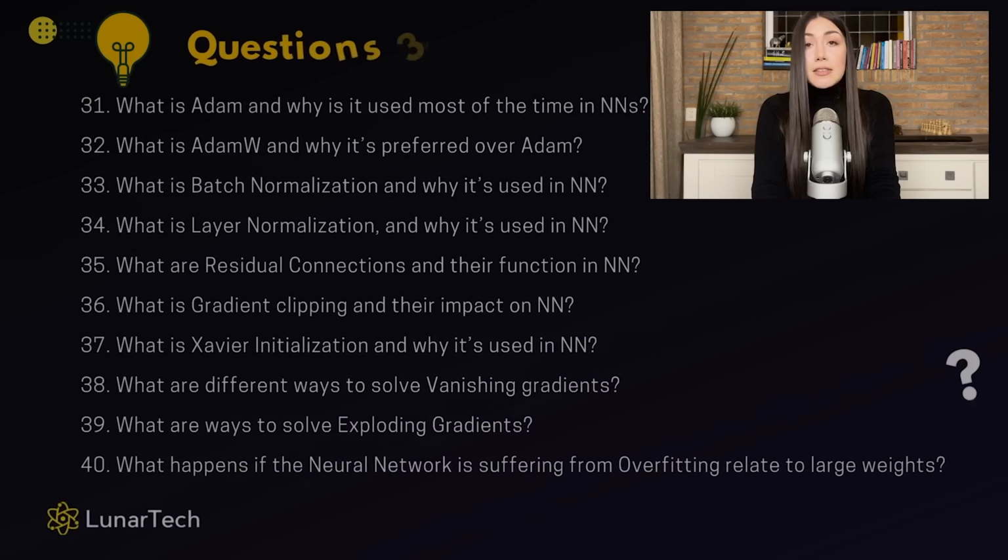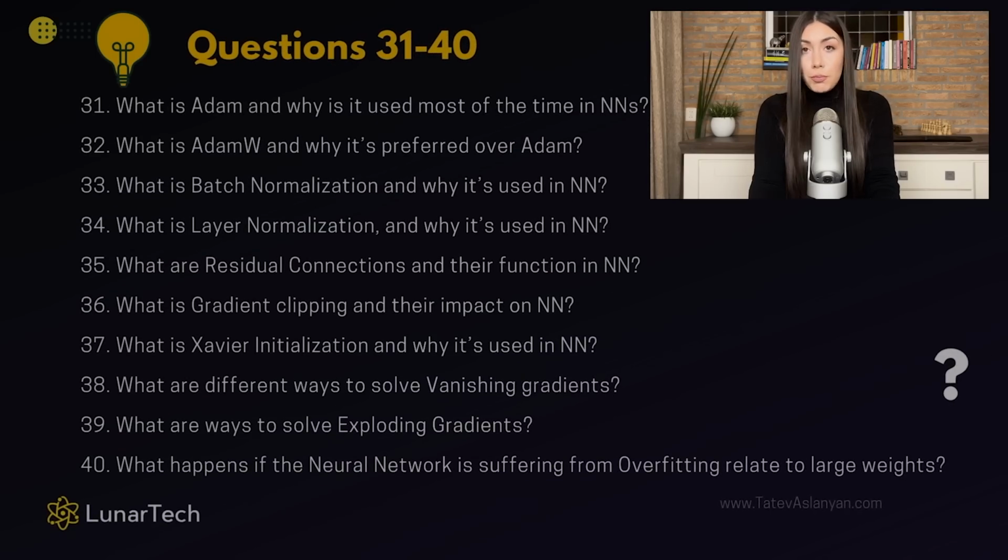Then, as part of the next 10 questions, we will be covering a bit more complex topics. We will be covering the concept of AdamW, and then we'll be covering batch normalization, what is the difference between batch and layer normalization, how layer normalization is used as part of transformers, what is the residual connection, what is the function of residual connections, and we'll also be talking about gradient clipping, Xavier Initialization, as well as the ways that we can solve the vanishing gradient problem and the exploding gradient problem.